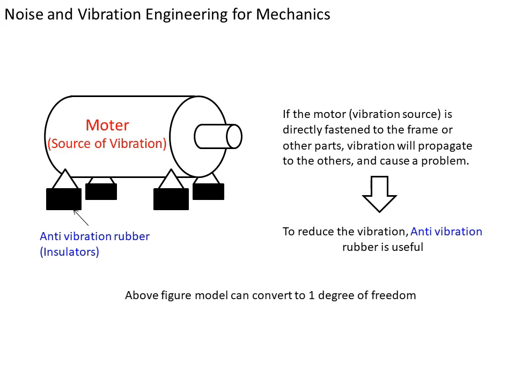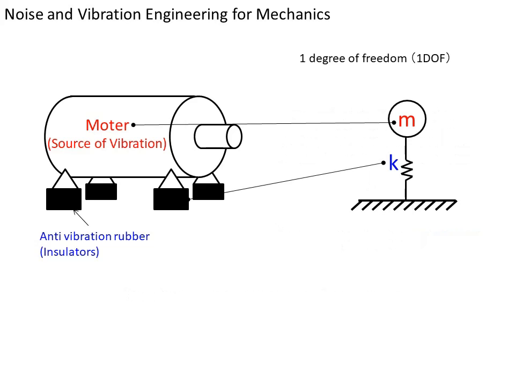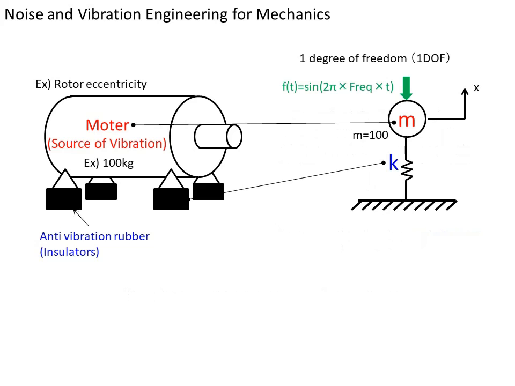The equipment configuration shown in the figure can be modeled with the spring mass system of the 1 degree of freedom model. The figure on the right is a 1 degree of freedom model. The motor is modeled with a mass, and the rubber is modeled with a spring. X is the displacement of the mass at this time. As an example, consider the case where the mass is 100 kg and the force F is acting.